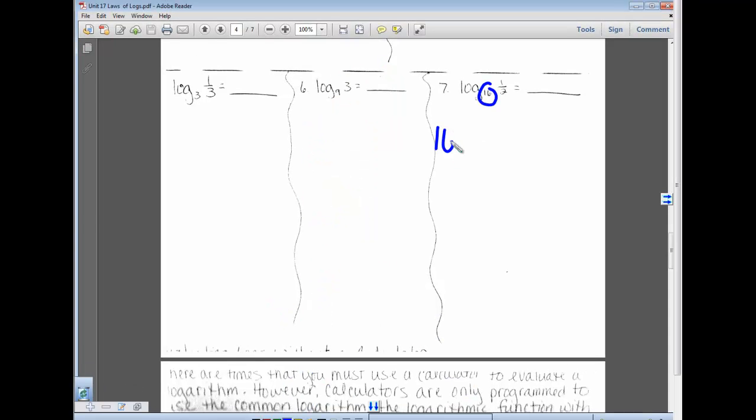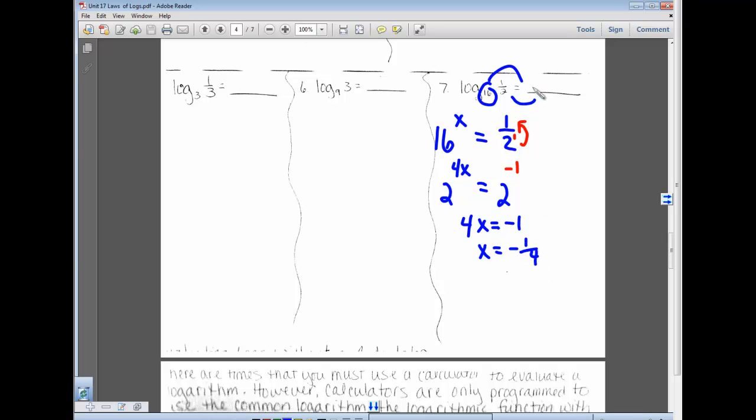Number 7. 16 to some power is equal to 1/2. Remember, I could set the bases to be the same, so this is the same thing as saying 2 to the 4th times x equals, this is a little 1, so I need to bring it to the top. So this is 2 to the negative 1 power. My bases are the same, so we set the exponents equal to each other and solve for x. So the blank here is negative 1/4.